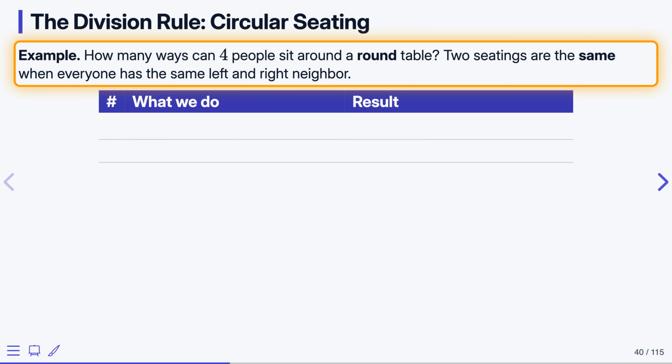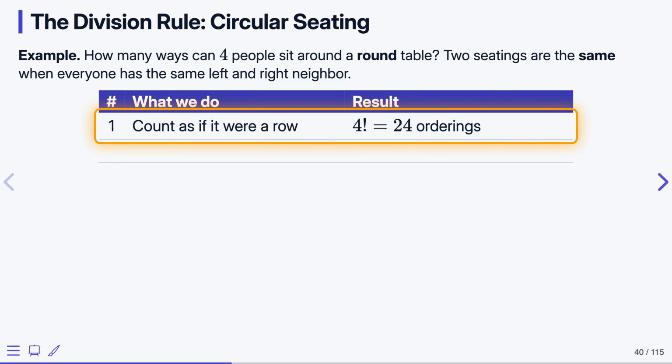Let's use the division rule. 4 people sit around a round table. 2 seatings count as the same when every person has the same neighbor on the left and the same neighbor on the right. Step 1. Forget the table for a moment and line the 4 people up in a row. That is 4 factorial, which is 24 orderings.